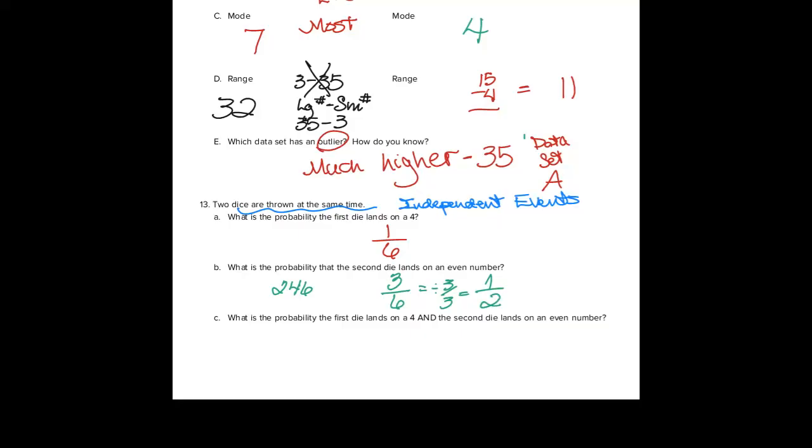That's a 1. All right. What's the probability that the first die lands on 4 and that the second die lands on an even number? Well, since these are independent, you simply write both of those as they are and multiply. 1 out of 6 times 1 over 2. 1 times 1 is 1. 6 times 2 is 12. So that probability is 1/12. Okay? Well, that's a 5.